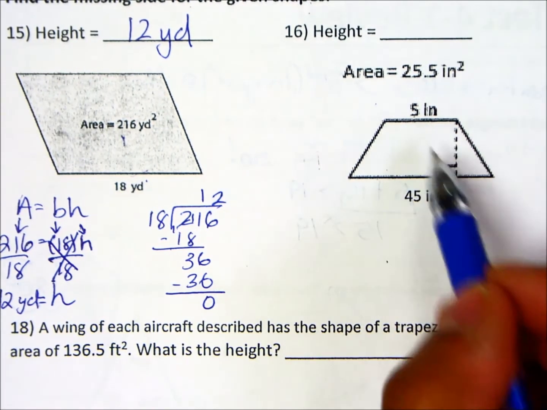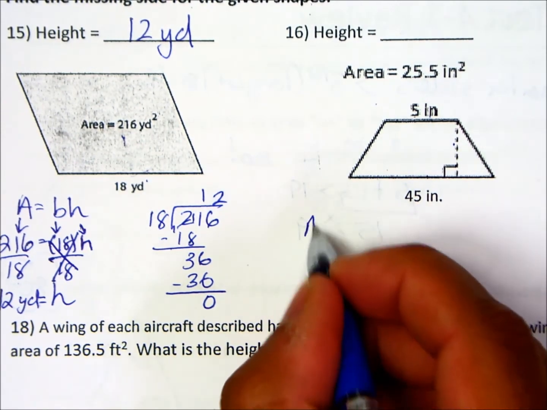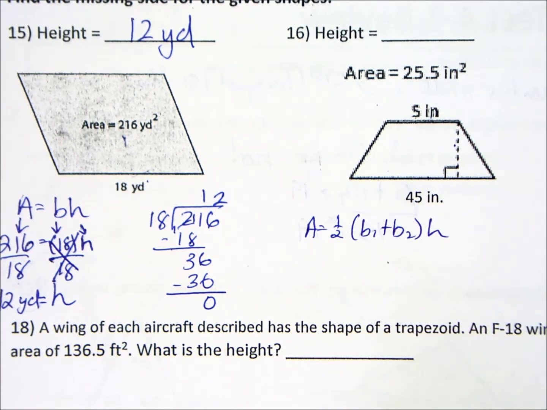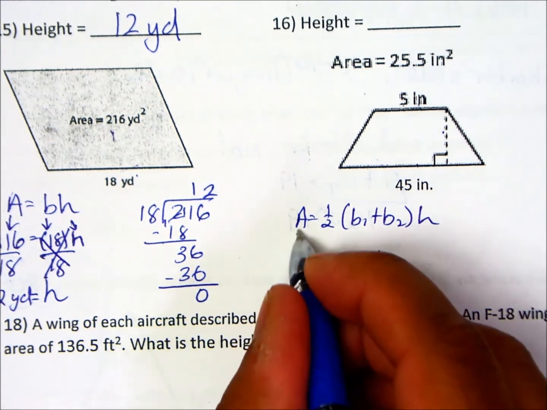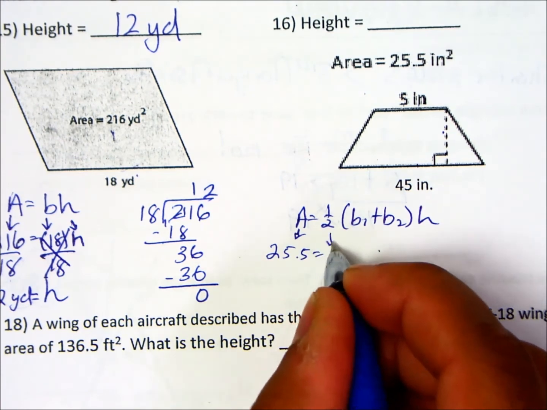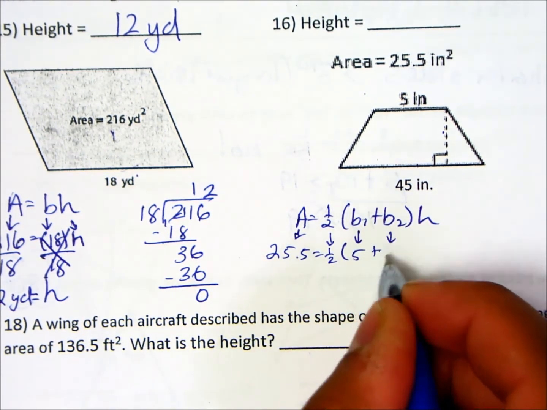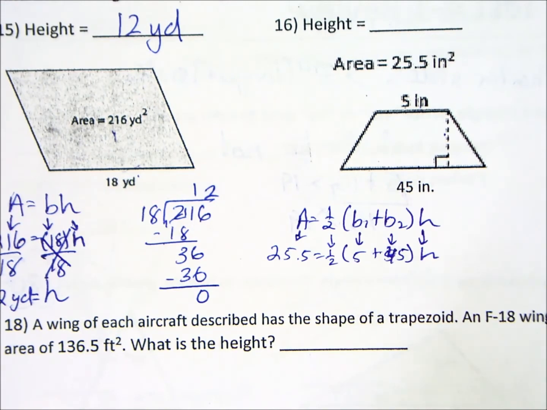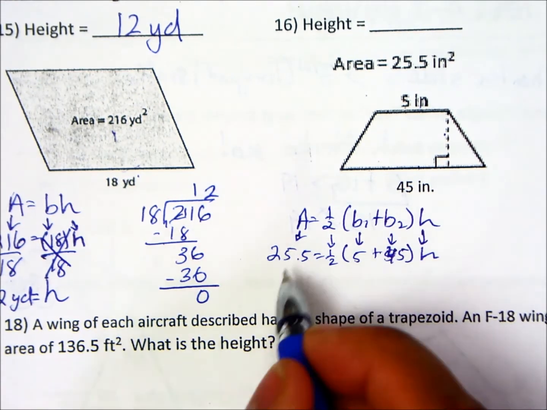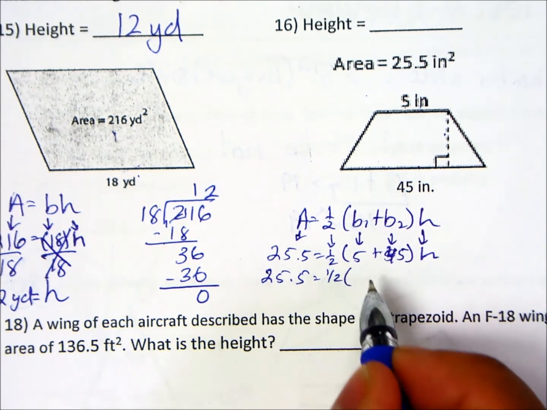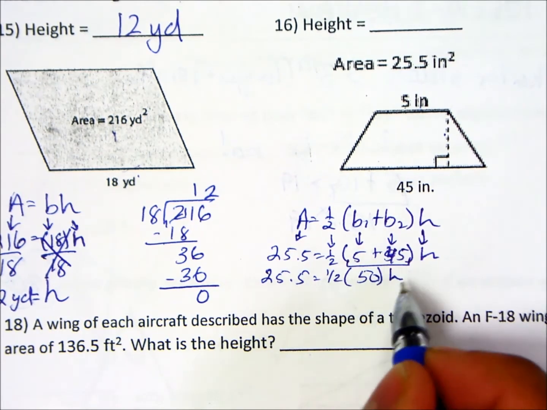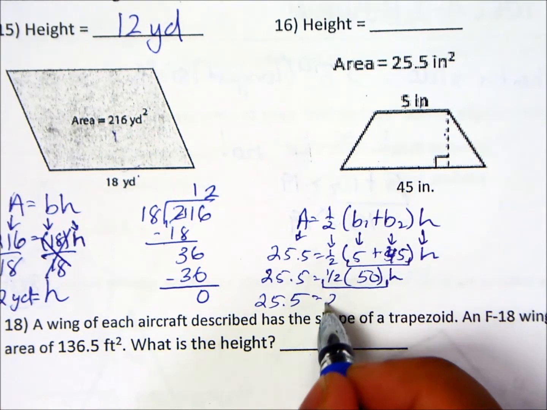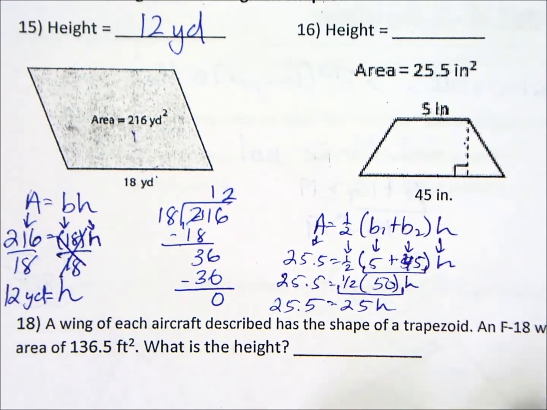For trapezoids, I got my area, my bases, and my height is missing. So area of a trapezoid is 1/2 base 1 plus base 2 times height. My area I know is 25.5, 1/2. Base 1 is 5, base 2 is 45, sorry, and my height is missing. My directions in my notebook tell me to add up my bases first, so bring everything else down. 5 plus 45 is 50 times h. Now multiply by 0.5. In my head, I already know half of 50 is 25. If you need to work it out, that's fine. You'll get the same answer.